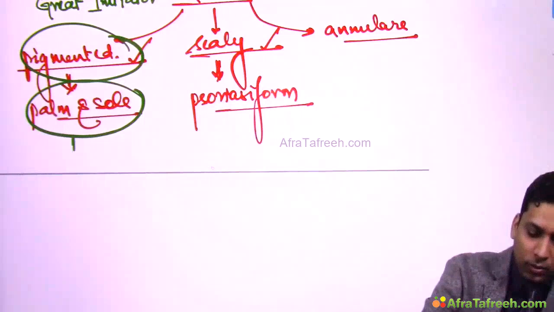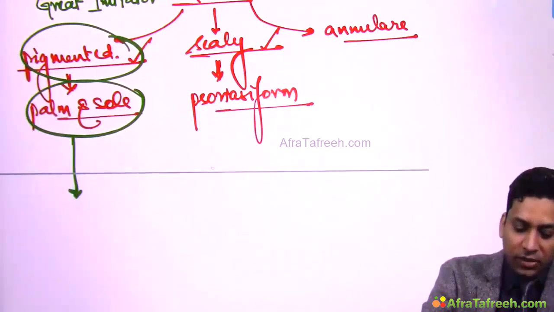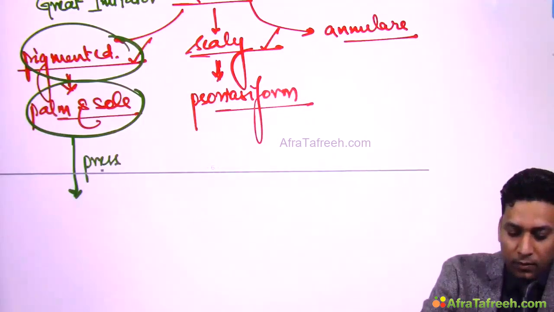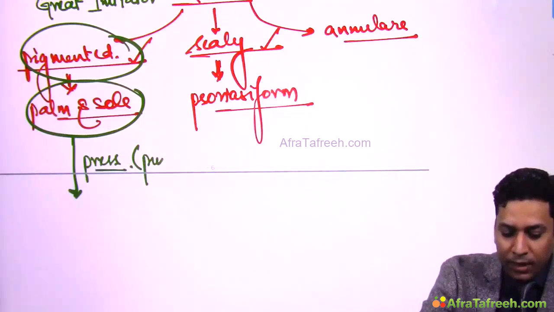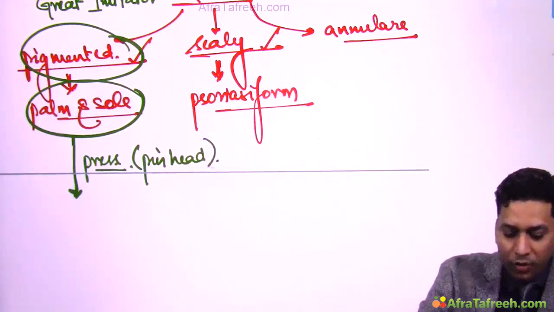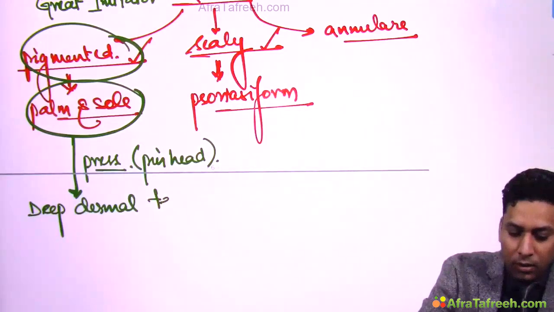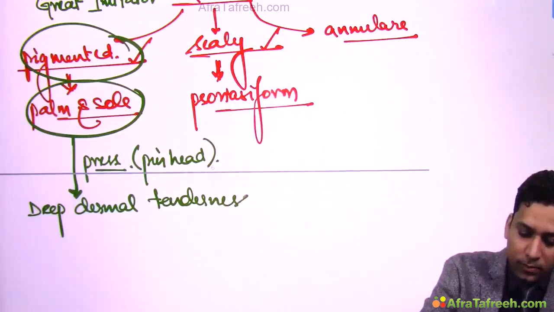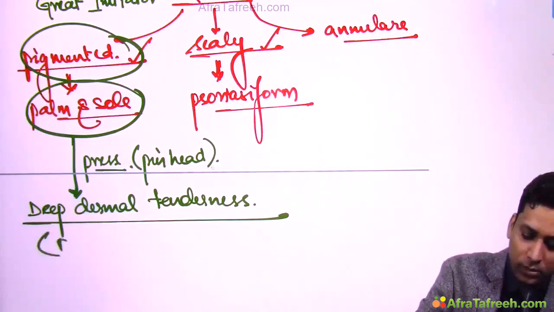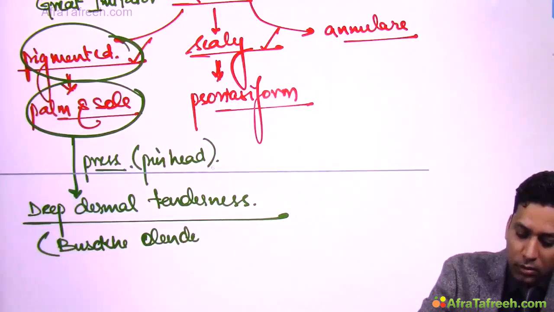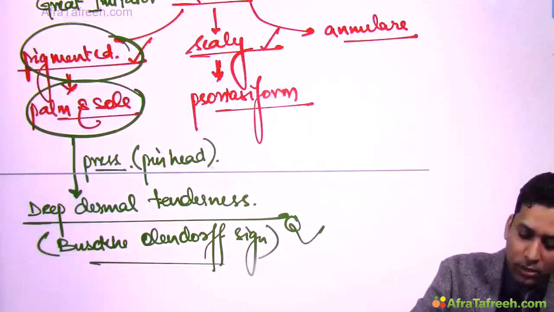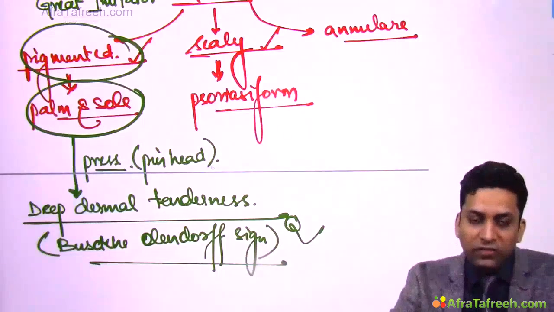So these pigmented lesions of secondary syphilis, which are present over palm and sole, when you press them with a blunt object like a pinhead, you will find deep dermal tenderness known as Buschke-Ollendorff sign. Already a question has been asked. So this is known as Buschke-Ollendorff sign.